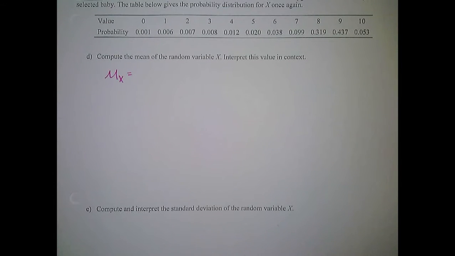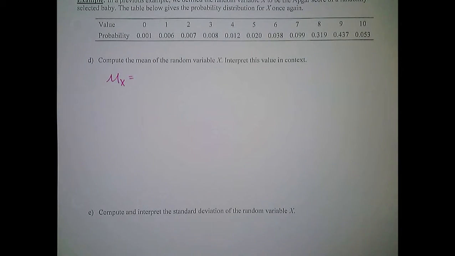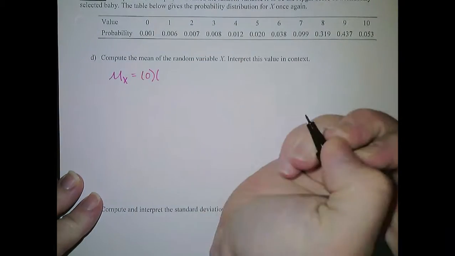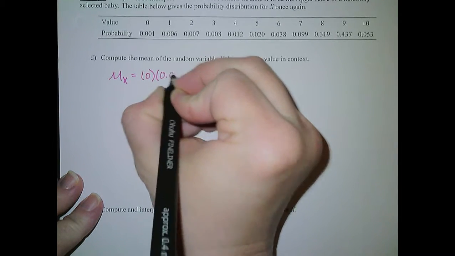So to calculate the mean APGAR score, what we needed to do was take each possible value for the APGAR score, multiply it times its probability, and then add each of those together. So the first possible outcome is a score of 0. And if we multiply it times its probability, we would be multiplying that times 0.001.